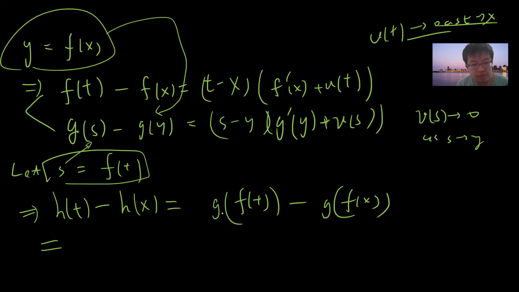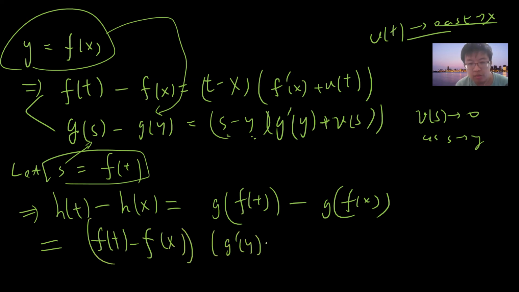What's your g circle? This is just the left-hand side, right? So this is s minus y, where s is f of t minus f of x, times g prime of y plus v of s. So this is g prime of f of t. y is f of x, right? Okay, so now we get this.